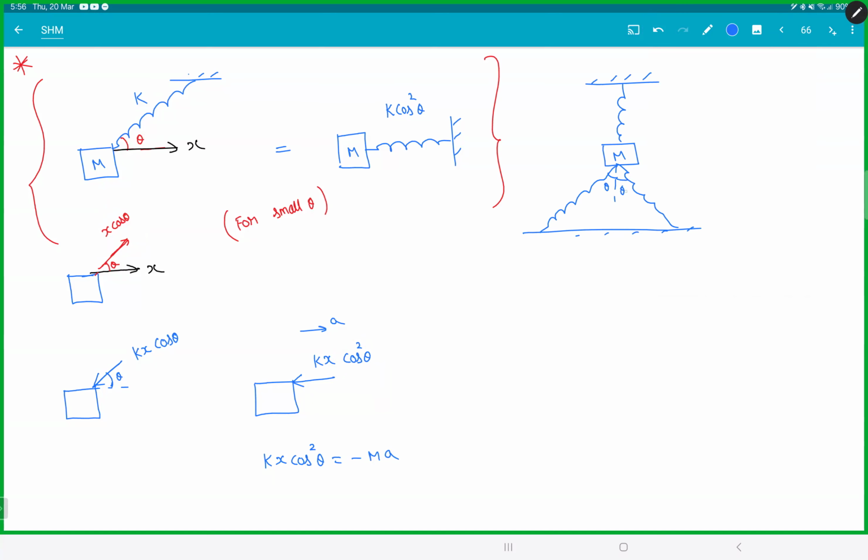This was theta. I can replace this with a block M. This was k. This was k cos square theta, k cos square theta. We have done this question last time. All three are in parallel. So k equivalent will be k plus 2k cos square theta. Time period is 2 pi root over m by k equivalent.